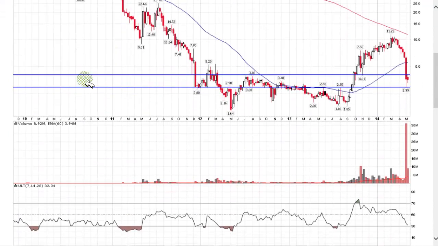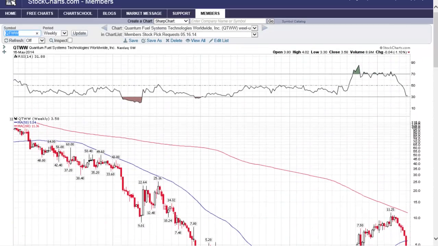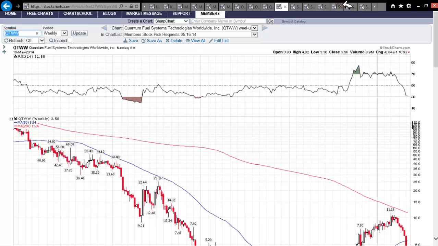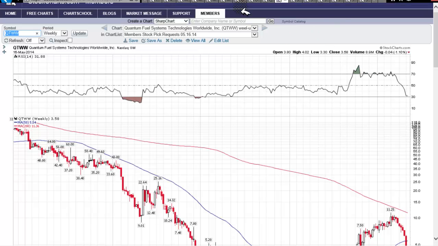QTWW weekly chart. I think we're going to get a pullback off of resistance here, probably back down to the $2.99 level. It's questionable whether or not it's going to hold. So you have a short-term trade here, but it's a high-risk trade with limited upside potential, so just be forewarned on that.